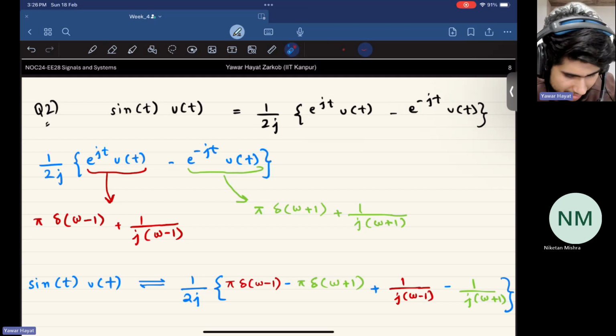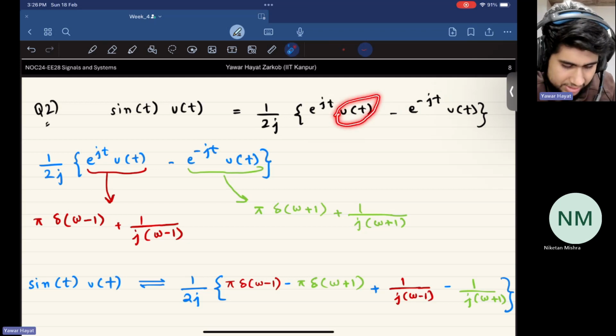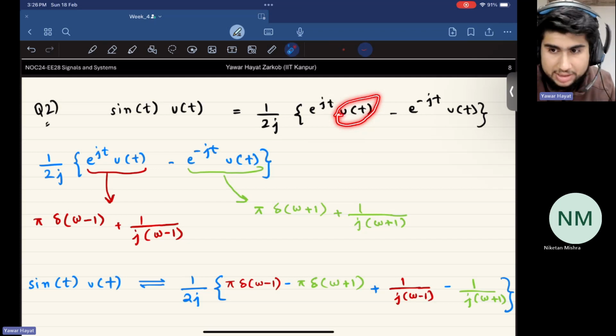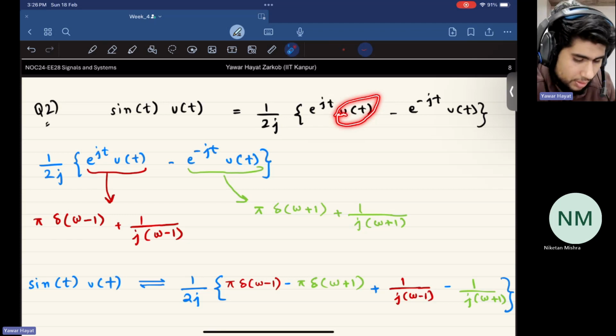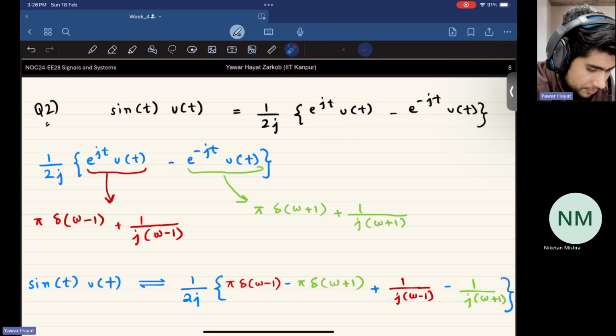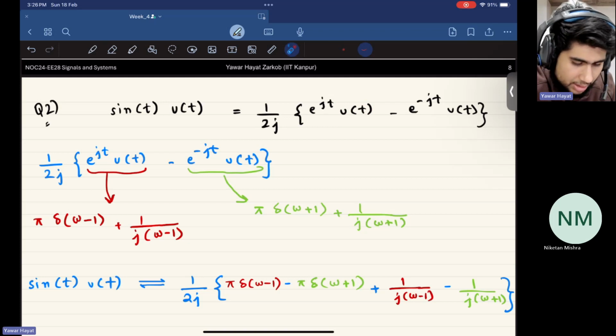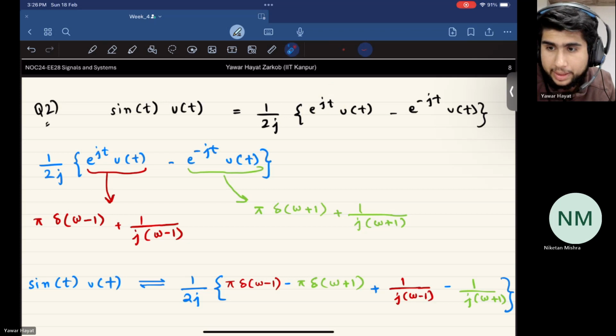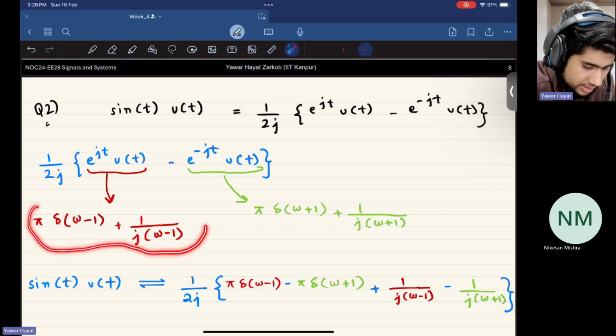I notice that I know the Fourier transform of u of t, and essentially you are multiplying e to the power jt in the time domain. That is nothing but a frequency shift in frequency domain, right? So I knew what was the result of this u of t. That was pi del of omega plus 1 by j omega. I shifted that by 1 unit. Why? Because omega naught was 1, right? That's how this result came.